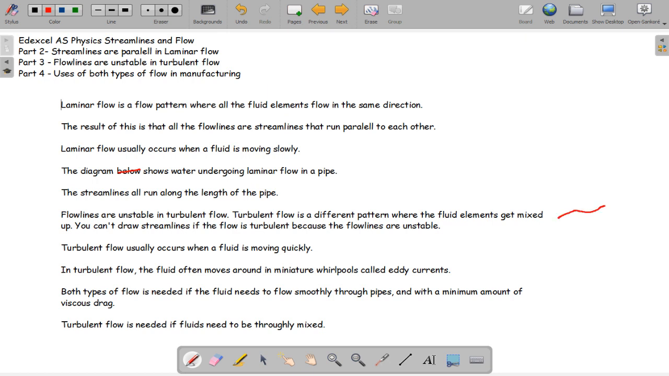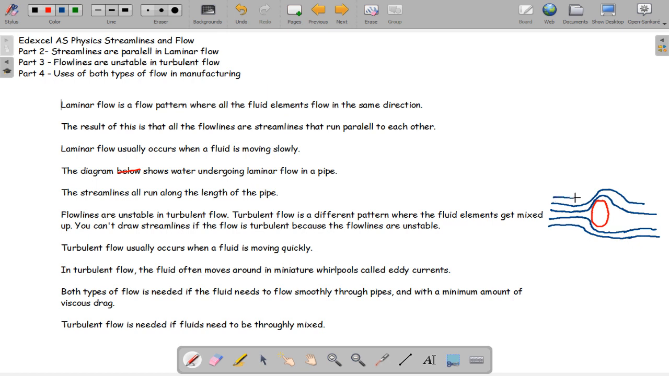So if I had an eddy current, for example, here's a rock, and the water is having to flow around it, so it's forming these turbulent flow lines because it has to go around it, so it's not quite straight anymore, but it will always try to retain that straight flow.